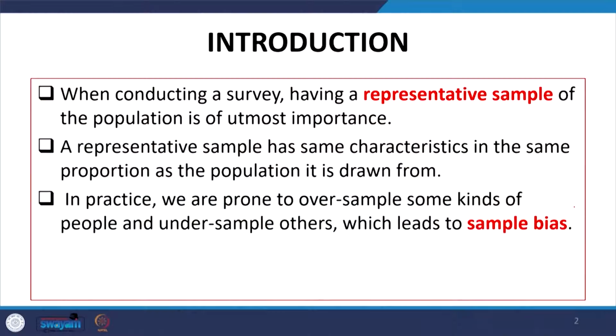So, first of all, while conducting a survey, having a representative sampling of the population in any kind of study is of utmost importance, and the representative sample has characteristics in the same proportion as the population it is drawn from. So, the sample should also narrate the story of your population. In practice, we are prone to oversample some kinds of people and undersample others, which leads to sample bias. You might have heard about sampling bias.